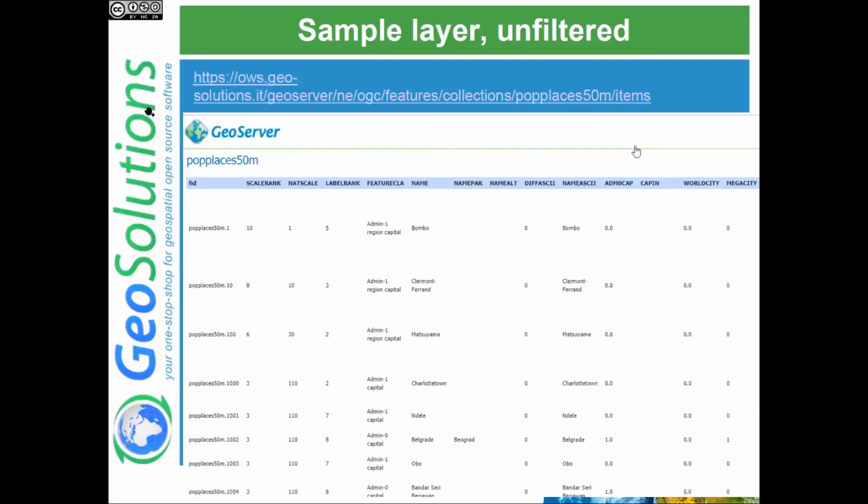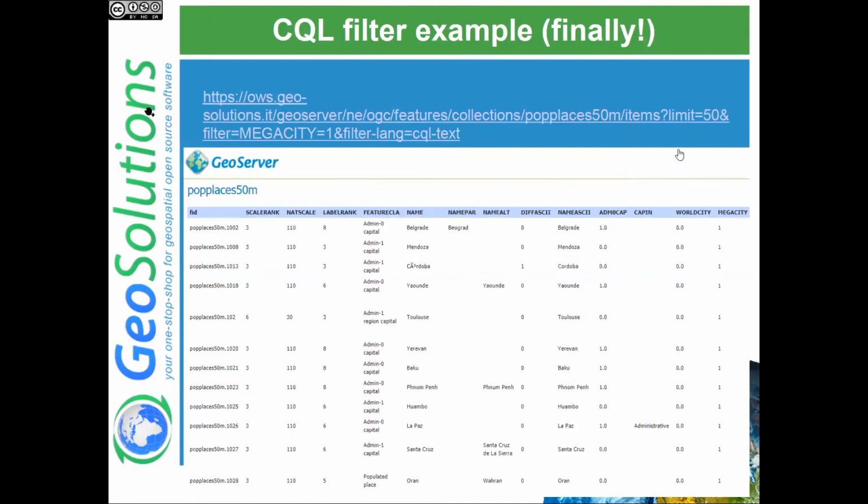So let's have a look at some filtering. You can use that live link if you want. This is the HTML representation of items. This is natural earth populated places for 50 million. So you get this table, and this is everything. Here I added via SQL text mega city equals 1. Apparently there's such a field in the populated places, and it gives me back all the cities that are mega cities.